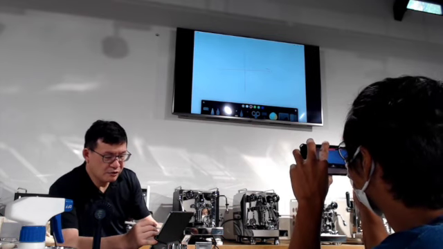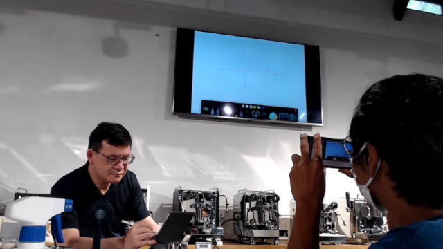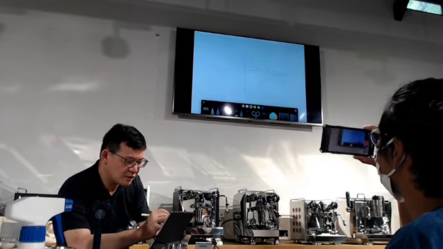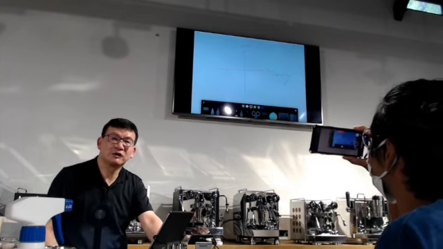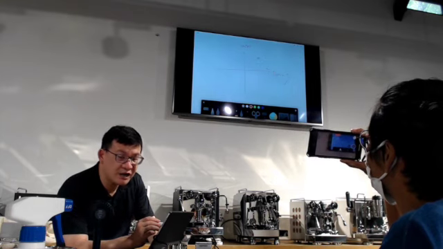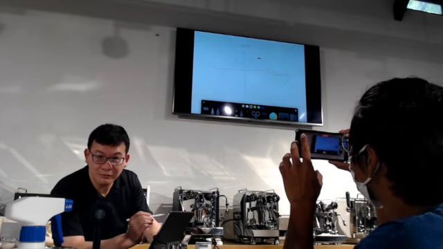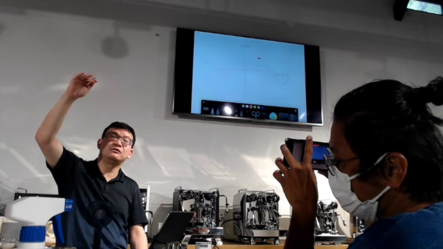So, if you have density and water content, okay? So you have high water content, high density beans. For example, high altitude Sumatra.